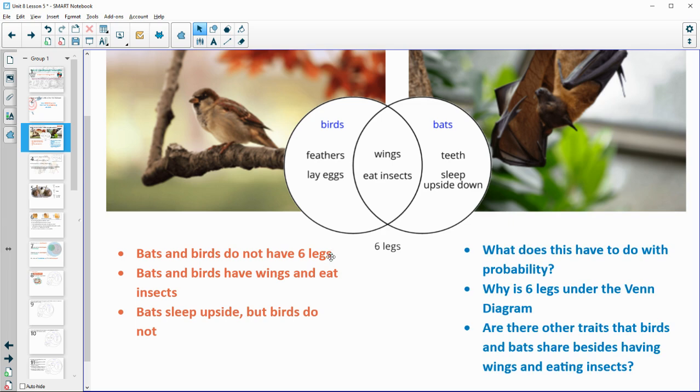Maybe you wondered what this has to do with probability. Why is 6 legs underneath the Venn diagram? Are there any other qualities besides having wings and eating insects that bats and birds share?